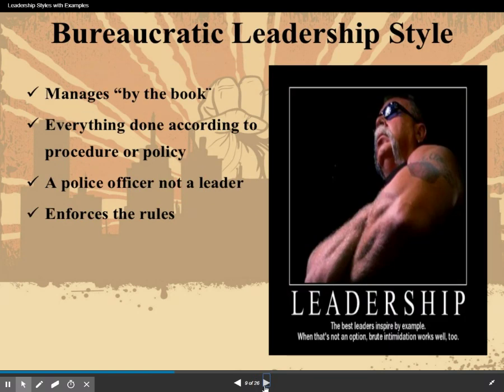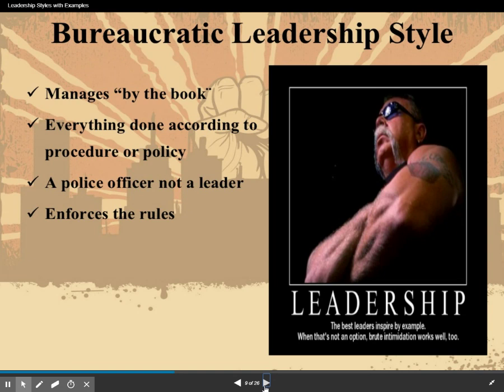A bureaucratic leader. So a bureaucratic leader basically inspires by example. Basically, it's someone who enforces the rules. Everything is done specifically by policy and procedure. It is bureaucratic leadership. It's black and white. You either do it or you don't do it. It's supposed to be done this way and this way only. It's very strict related to rules.